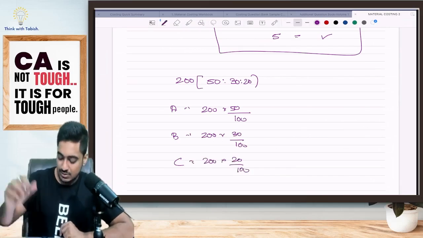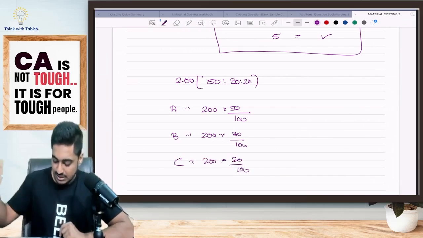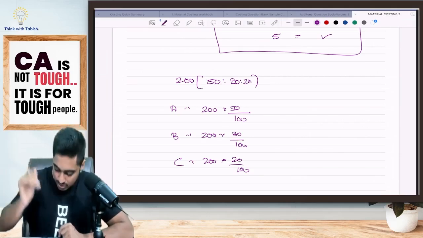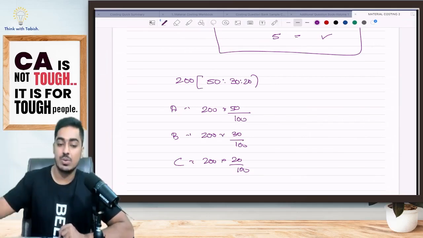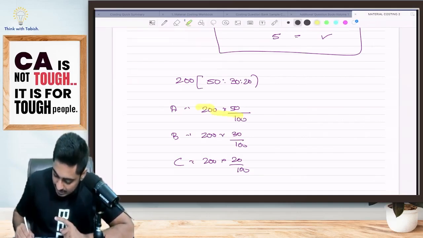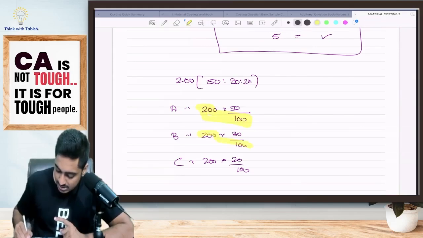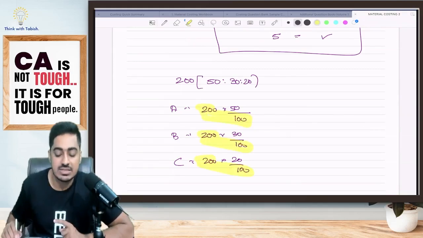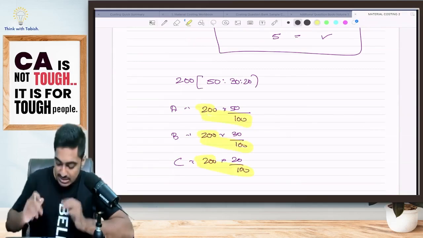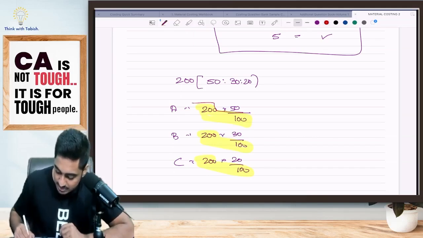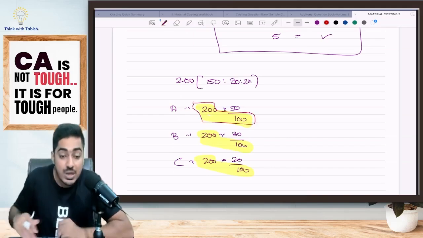Normally on our calculator we will do 200 into 50 divided by 100 equals, AC. 200 into 30 divided by 100 equals, AC. 200 into 20 divided by 100 equals, AC. But pay attention, everyone. Everywhere 200 is getting multiplied and 100 is getting divided. That means this is my constant. Yes or no, everyone?